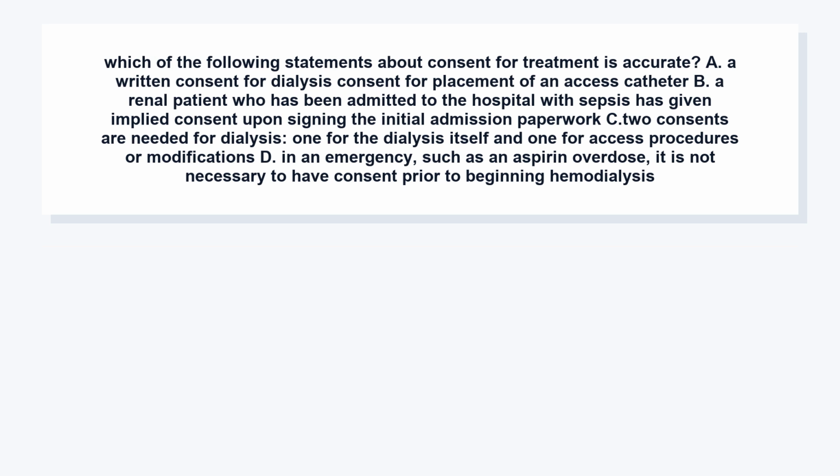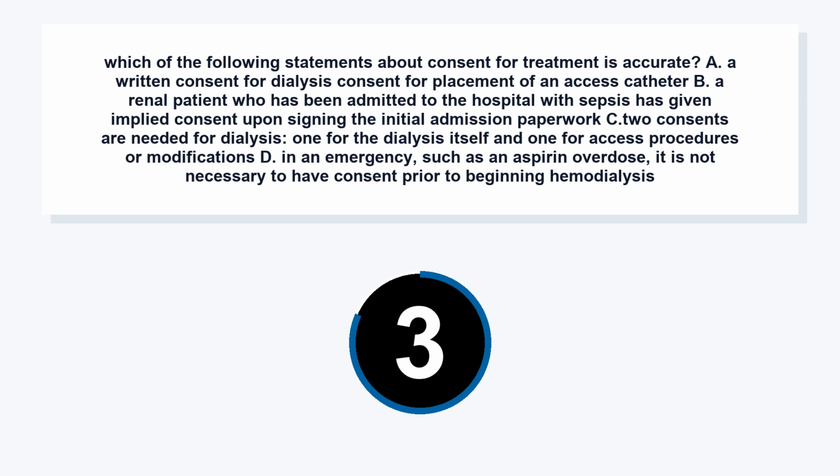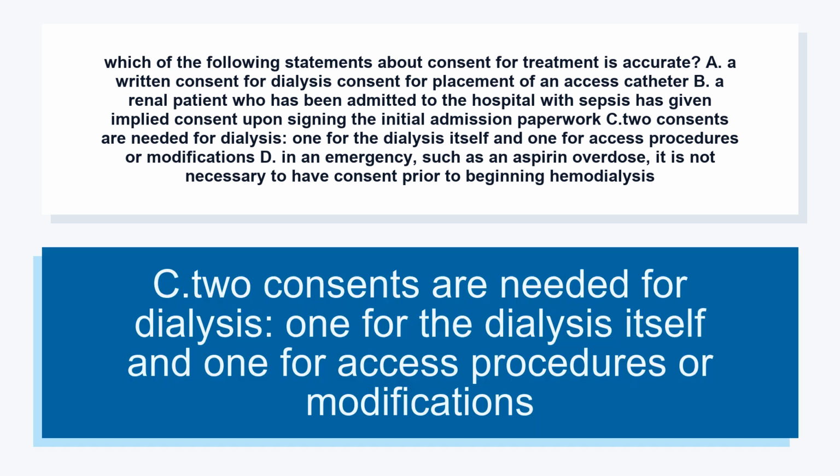Which of the following statements about consent for treatment is accurate? A. A written consent for dialysis. Consent for placement of an access catheter. B. A renal patient who has been admitted to the hospital with sepsis has given implied consent upon signing the initial admission paperwork. C. Two consents are needed for dialysis, one for the dialysis itself and one for access procedures or modifications. D. In an emergency, such as an aspirin overdose, it is not necessary to have consent prior to beginning hemodialysis. C. Two consents are needed for dialysis, one for the dialysis itself and one for access procedures or modifications.